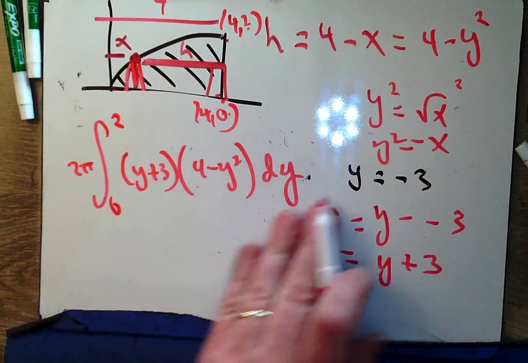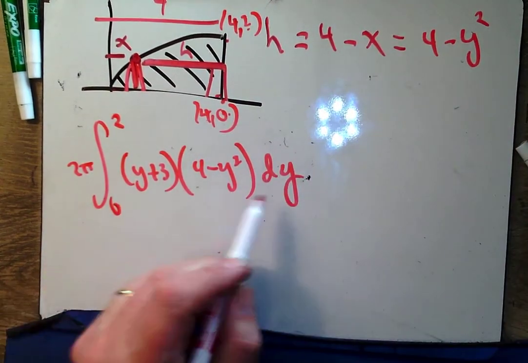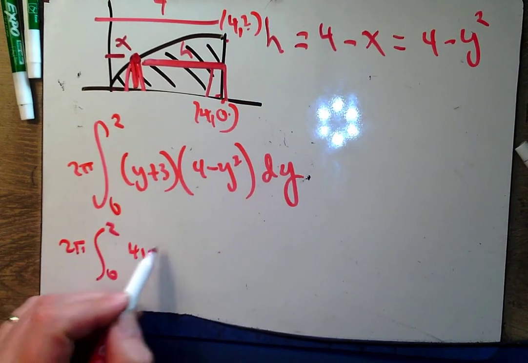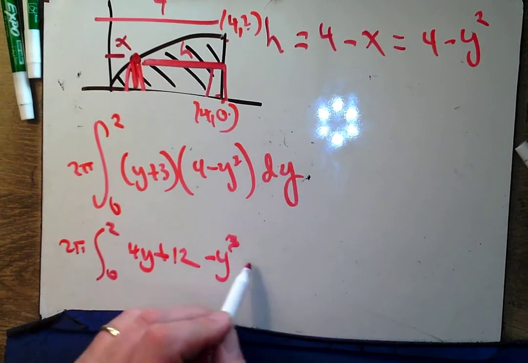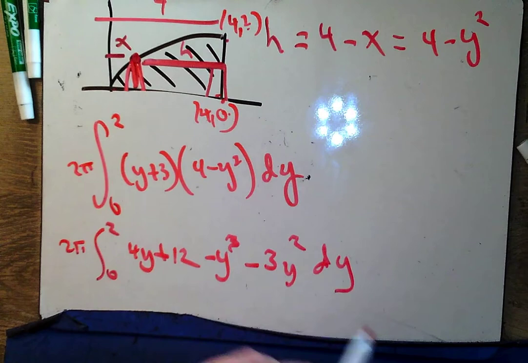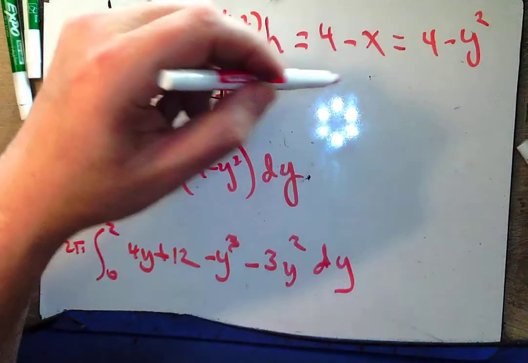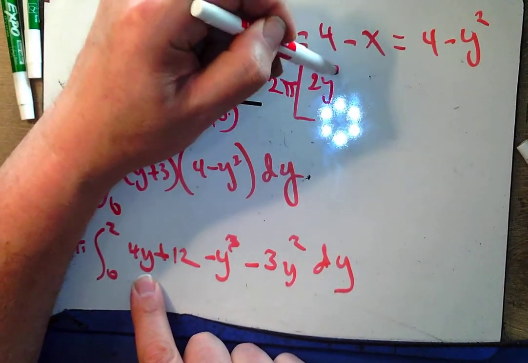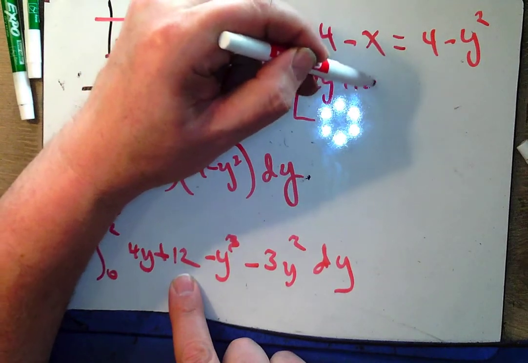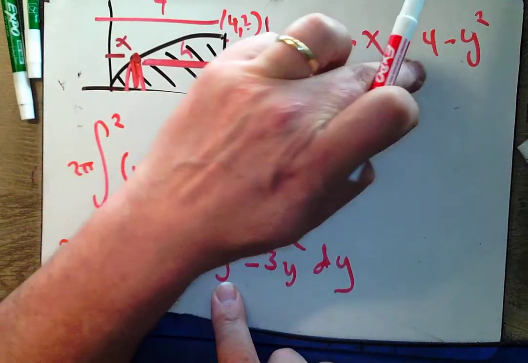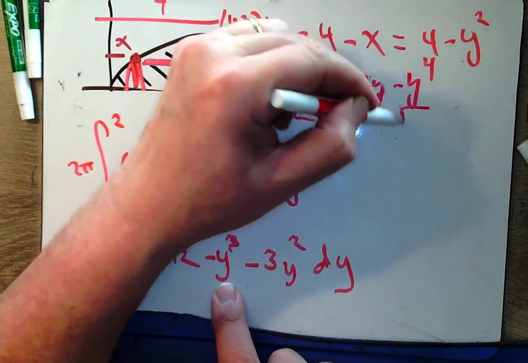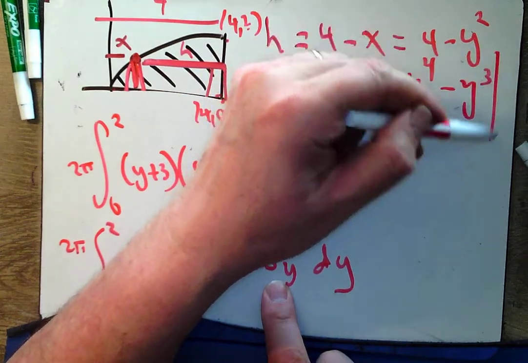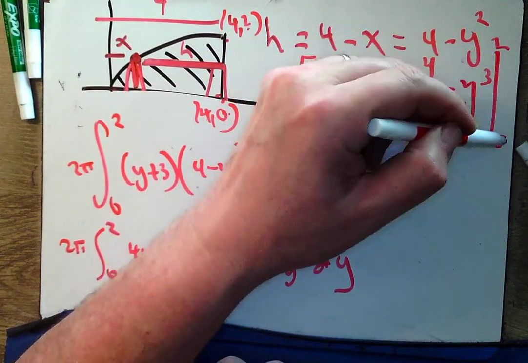Yeah, no, don't want to use by parts here. I want to FOIL this out. 2 pi, 0 to 2, 4y plus 12 minus y to the third minus 3y squared dy. Okay, so that's going to be 2 pi. The antiderivative here is 2y squared. The antiderivative here is 12y. The antiderivative here is y to the fourth over 4. And the antiderivative here is just y to the third. And we're going to evaluate from 0 to 2.